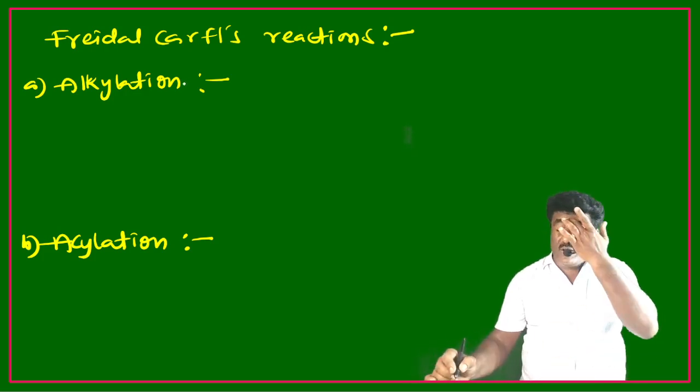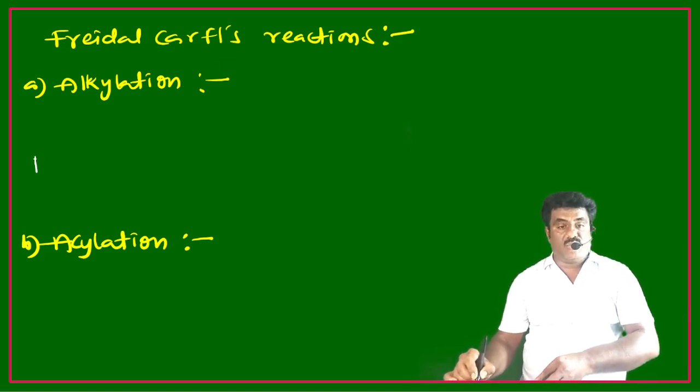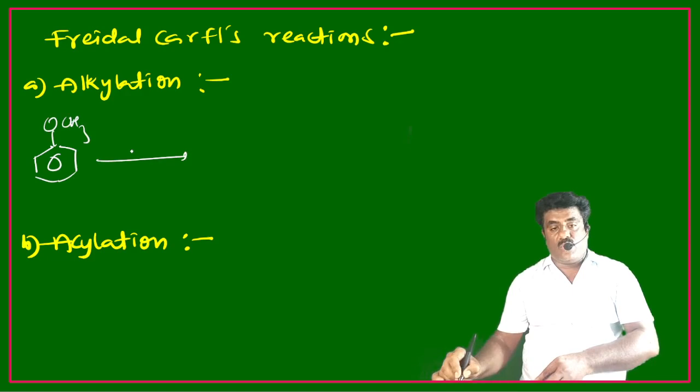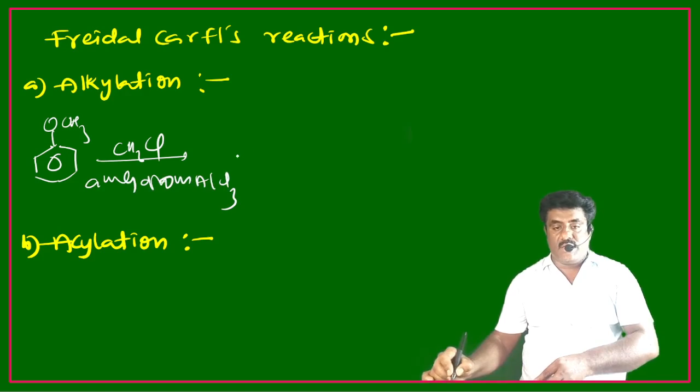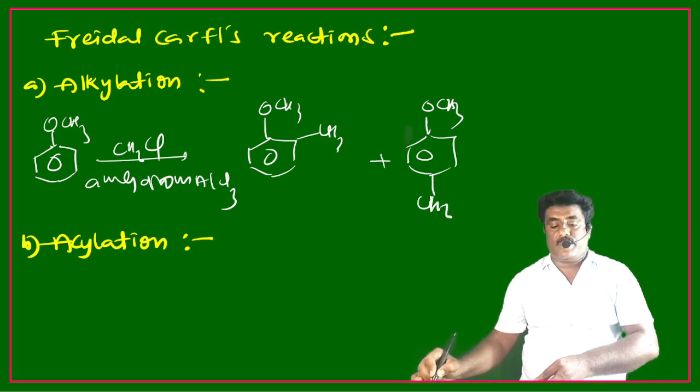Friedel-Crafts reaction. The Friedel-Crafts reactions are of two types: Friedel-Crafts alkylation and Friedel-Crafts acylation. See, anisole in presence of methyl chloride in presence of anhydrous AlCl3, what does it give? It also gives ortho and para products, with CH3. OCH3 and CH3. Yes, this is the major, this is the minor product.